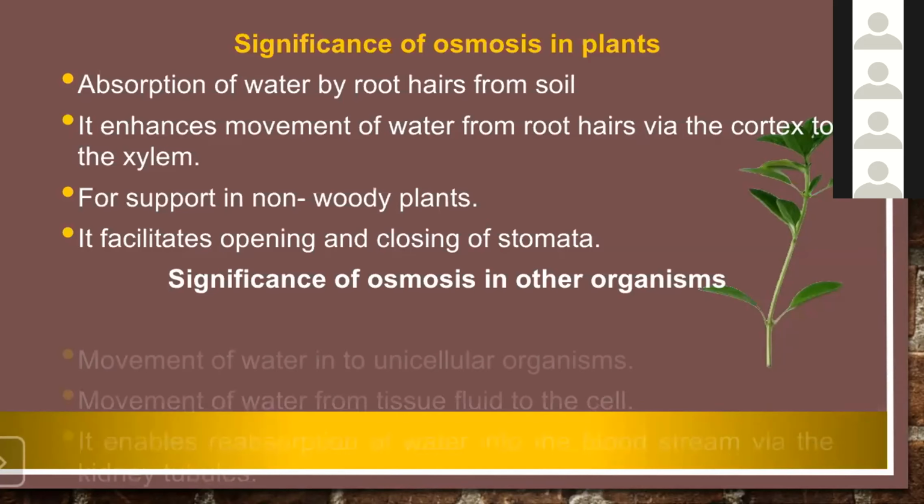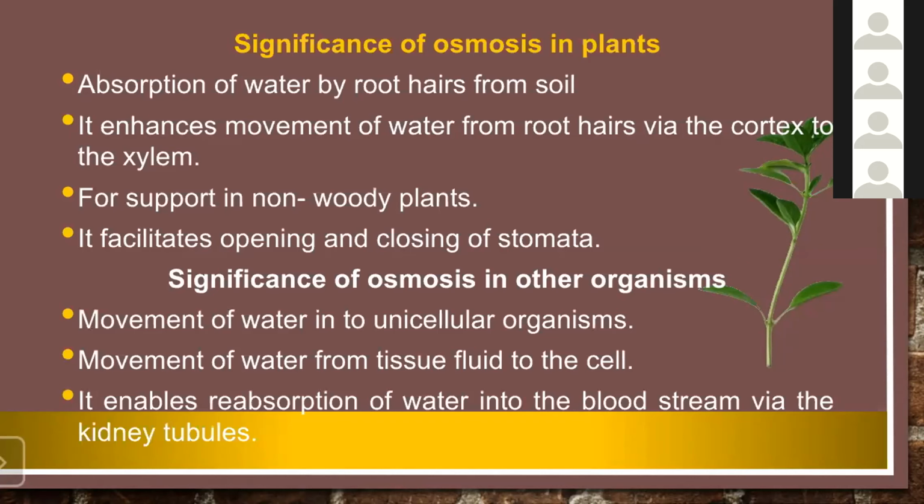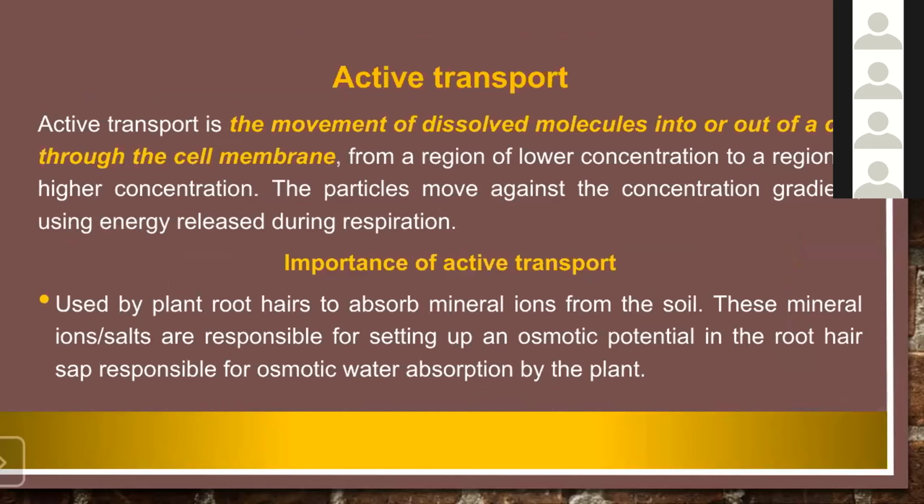Another person to read for us those 3 points. Significance of osmosis in other organisms. Movement of water into unicellular organisms. Movement of water from tissue fluid to the cell. It enables reabsorption of water into the bloodstream via the kidney tubule. So all those involve the process of osmosis. The last one that I want to talk about is active transport, unless there's a question here.